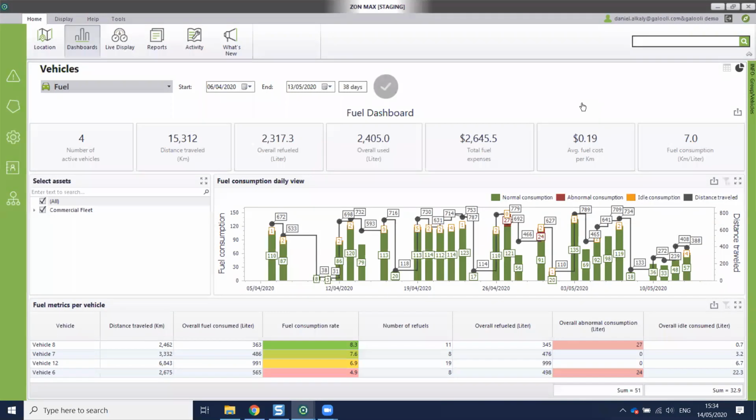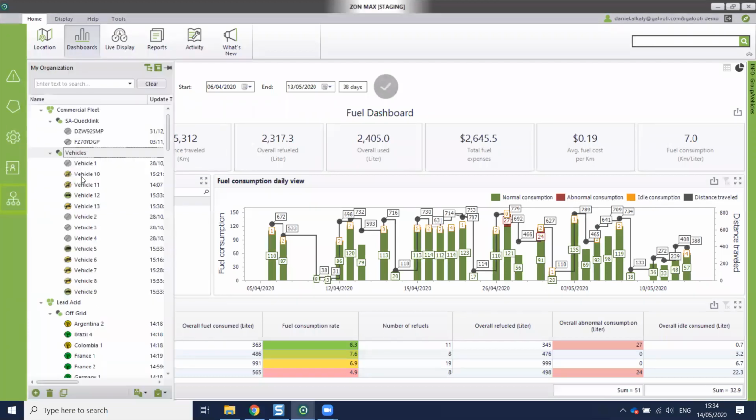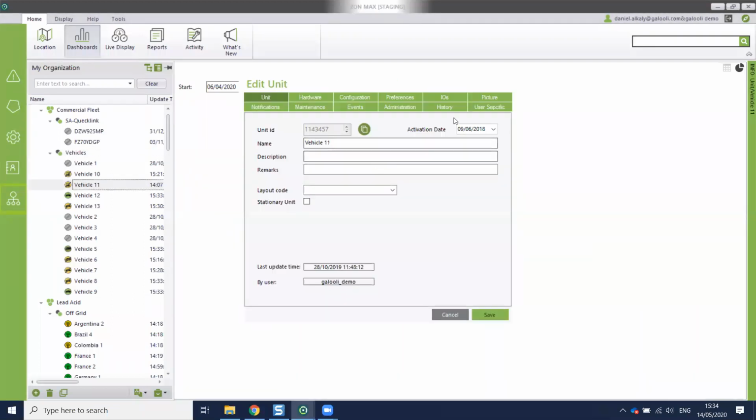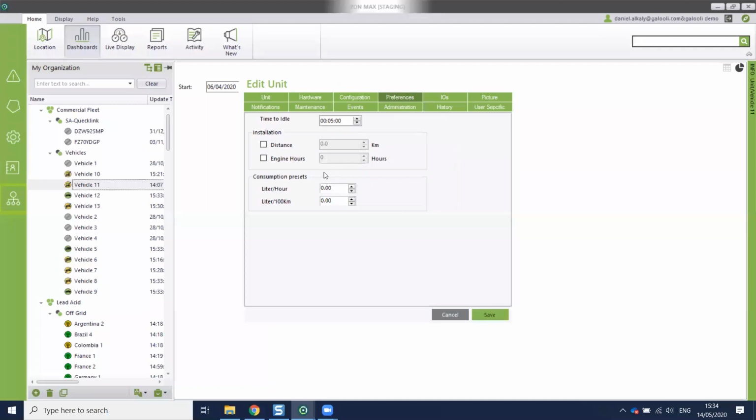That's a good question. Currently, just to explain what Iken is referring to, if I go into a specific unit, I go to the Preferences tab. There's two sets here. It says liter per hour and liter per 100 kilometers.